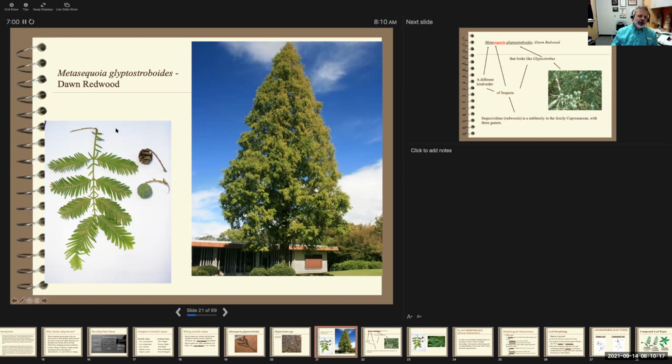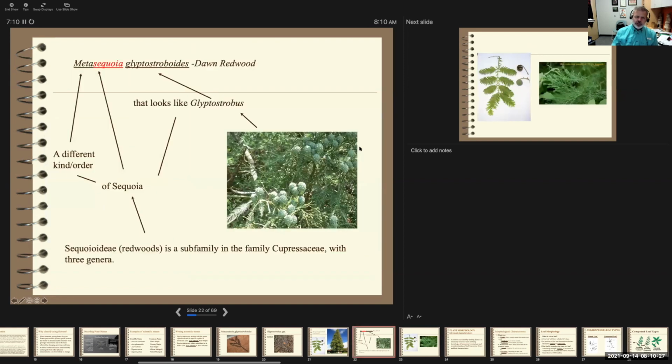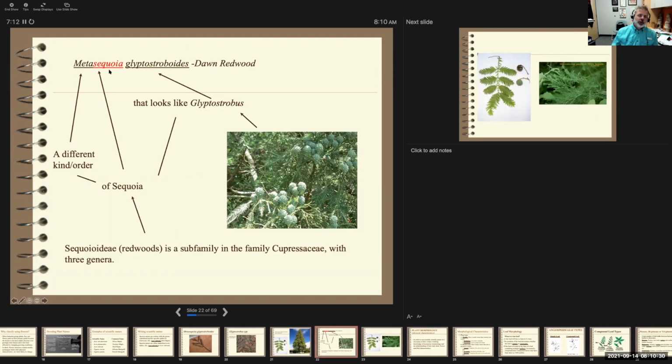So here it is. Here's really what it looks like. Here are the leaves of it. Here are the little cones of it. And here's what a living example of that tree looks like. It gets quite large. It's a big plant. So let's look at that scientific name. Metasequoia glyptostroboides, or dawn redwood. Well, what does meta mean? In this case, it means a different order of what? Sequoia. Metasequoia. So it's a different kind of sequoia. And some of you may be familiar with the giant sequoias that we see out in California, that kind of thing.